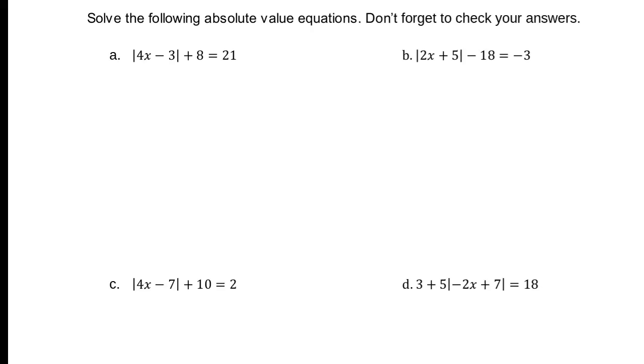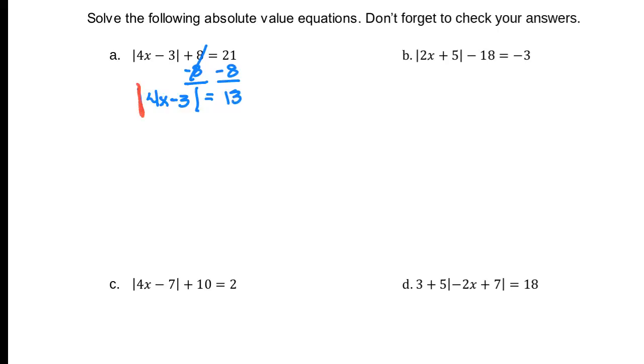Now the key words you're going to hear me say over and over are isolate and separate. This absolute value is not isolated. It is not by itself. I need to get rid of that addition of 8. How do I undo that? Subtract 8. So subtract 8 from both sides of your equation. The 8's cancel out. Now you have the absolute value of 4x minus 3 is equal to 13.